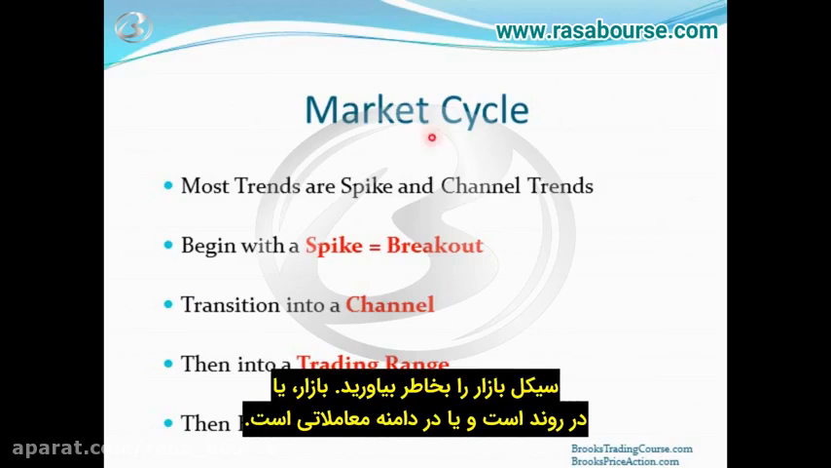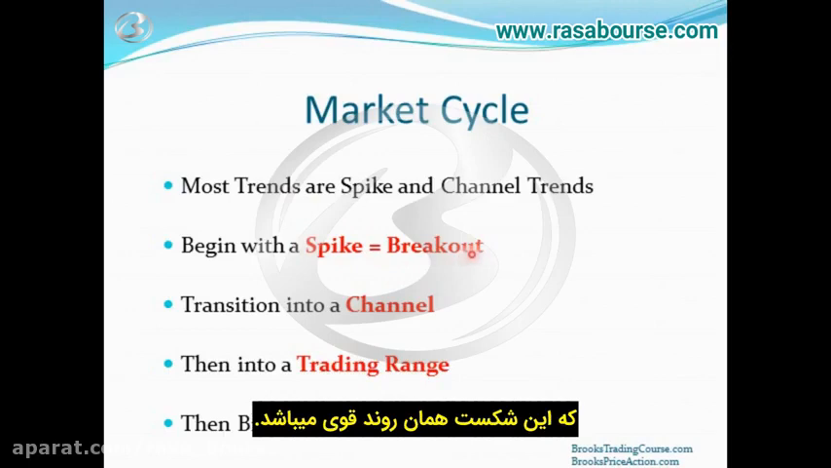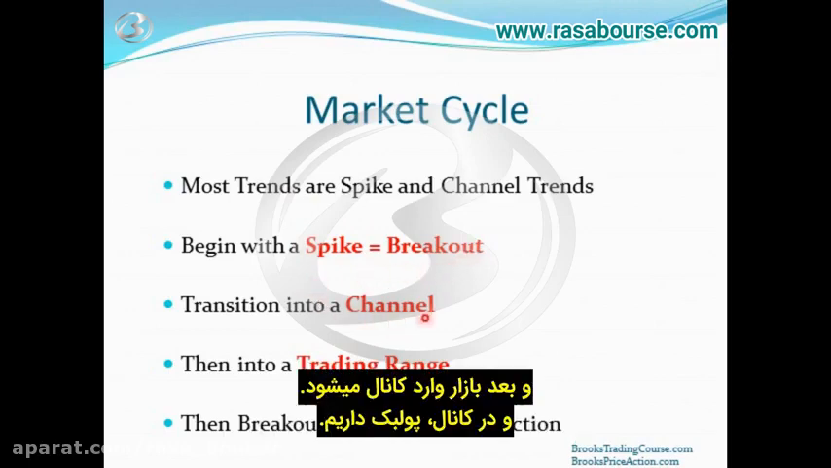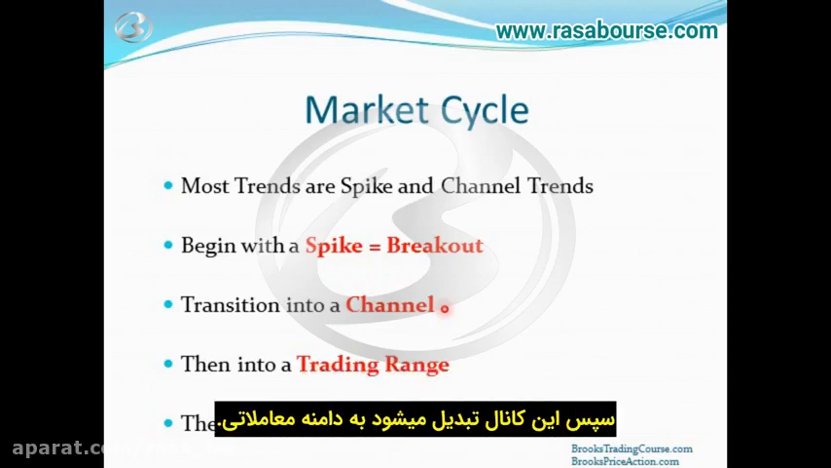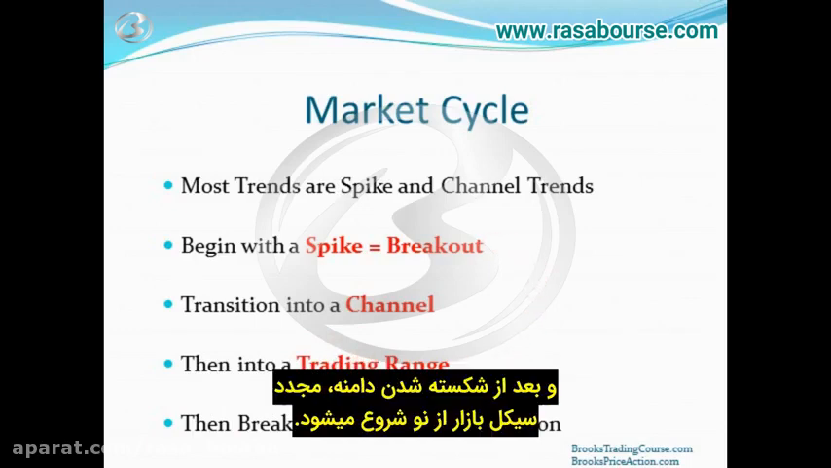Remember the market cycle. The market is either trending or it's in a trading range. And when it's trending, it starts with a breakout, which is a strong trend, and then it transitions into a channel where the market has pullbacks, and then the channel eventually transitions into a trading range. The trading range can break out in either direction, and then the cycle begins all over again with that breakout.